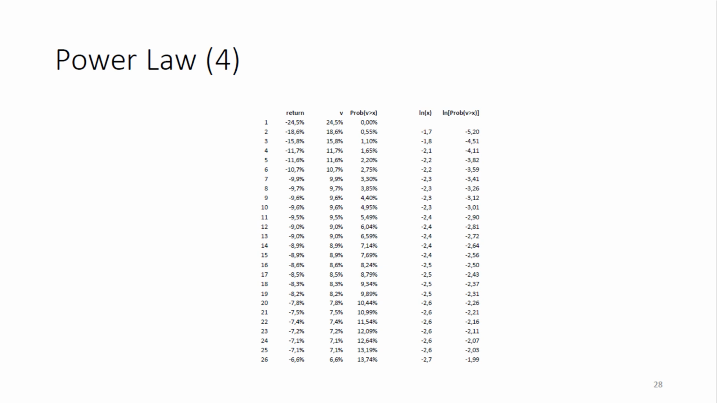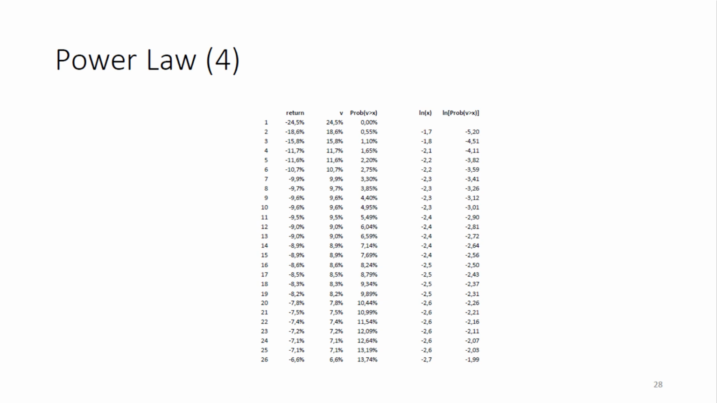That's a loss of 18.6%. There's only one observation that's more extreme than that, one bigger loss of 24.5%. So the frequency is then one observation over the total number of observations in my sample, which gives then a probability of 0.55%, and so on. Then once I have the values, I can take the logarithms of the probabilities, which is the logarithm of the v column and the logarithm of the probability column.